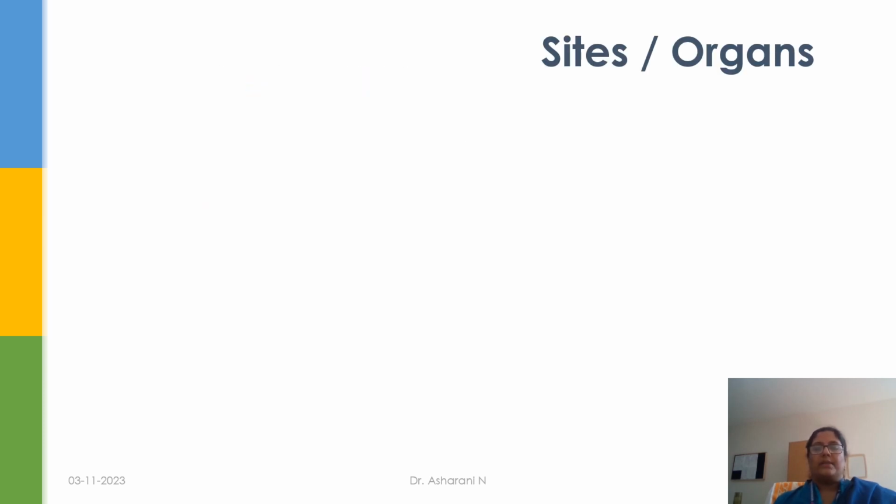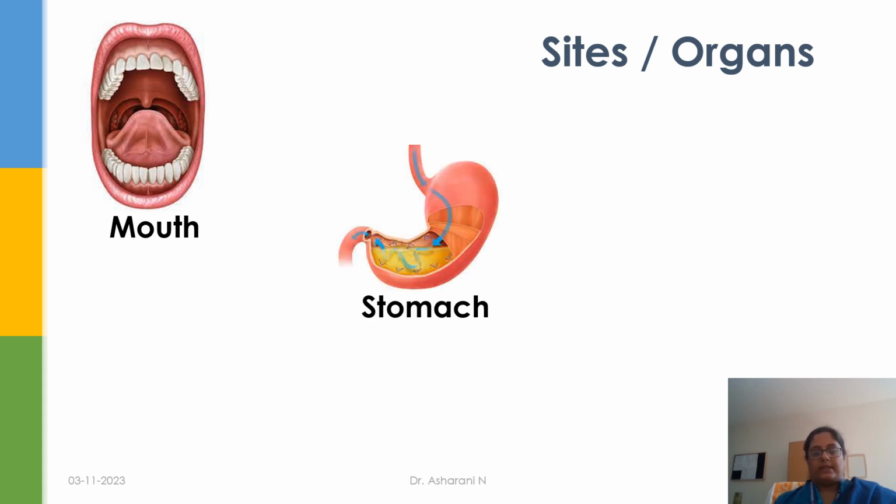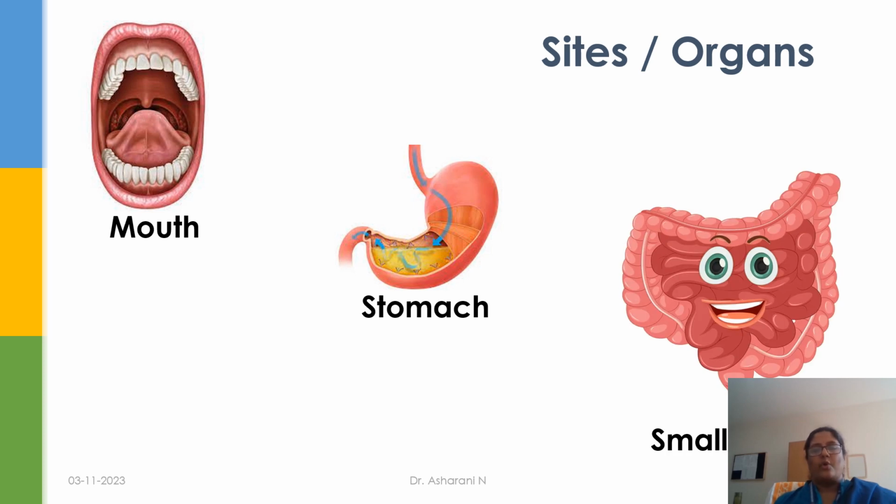So we will see what the major sites or organs involved in lipid digestion are. First is the mouth. Digestion starts from the mouth. Then up to 30% happens in the stomach. And finally we have the small intestine, where complete digestion happens and absorption also starts.